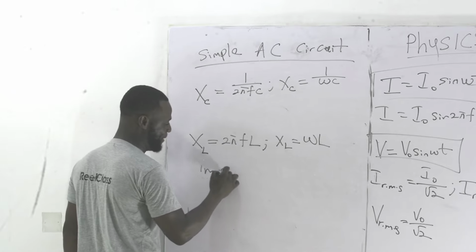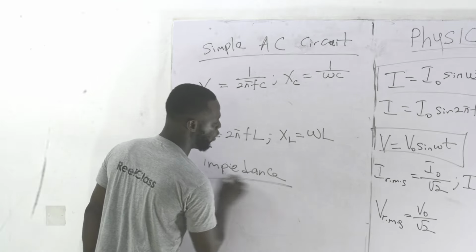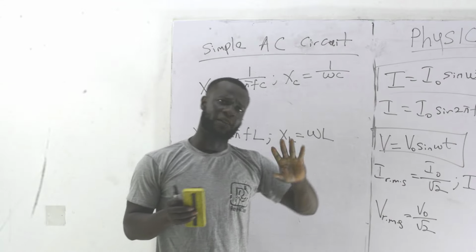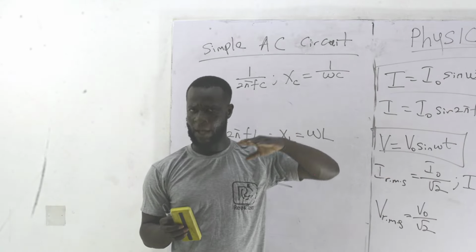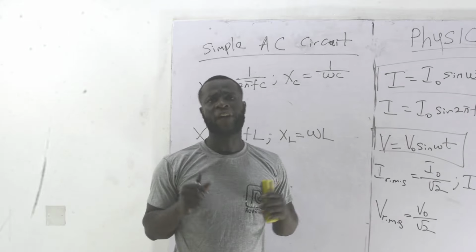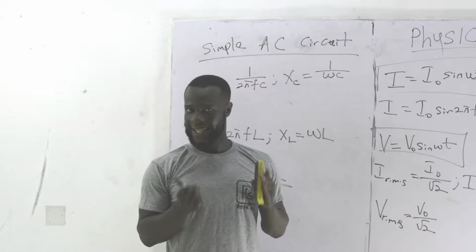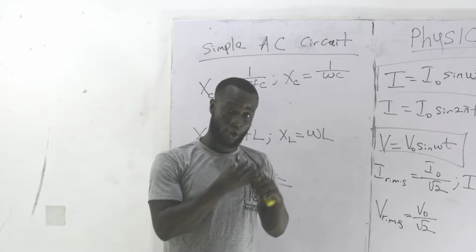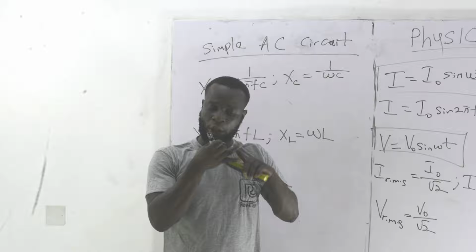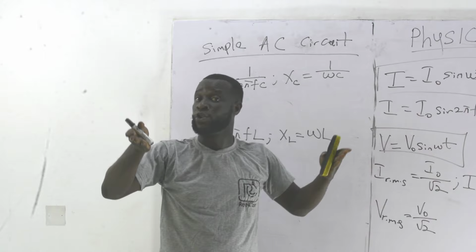Let's now talk about impedance. What is impedance all about? Remember I said that resistors bring an opposition to the flow of current, and capacitors and inductors in an AC circuit also bring about an opposition to the flow of current. So what if I have a circuit that has a resistor and a capacitor? Or a circuit that has a resistor and an inductor? Or a circuit that has all three, resistor, inductor, and capacitor? All of them will work together to bring about an overall opposition to the flow of current.